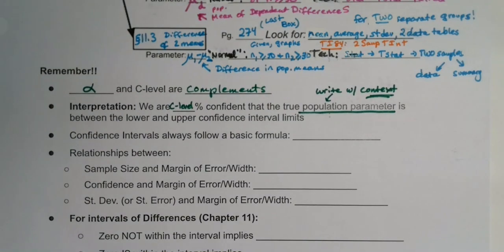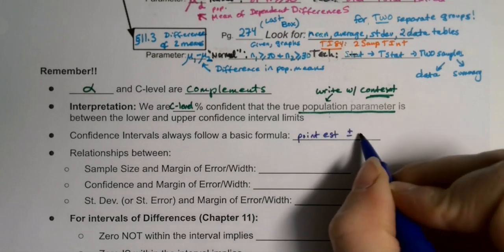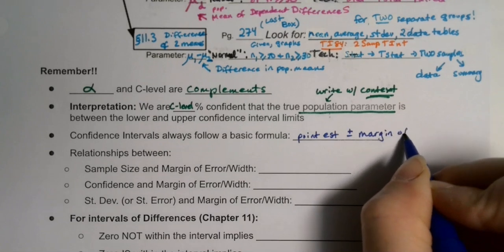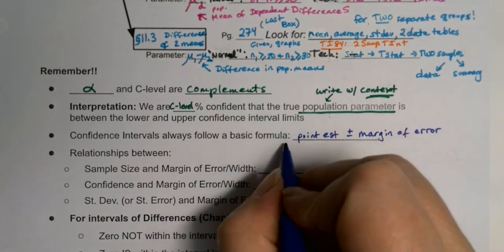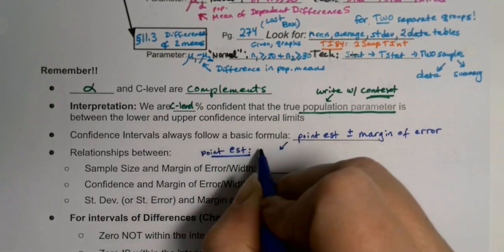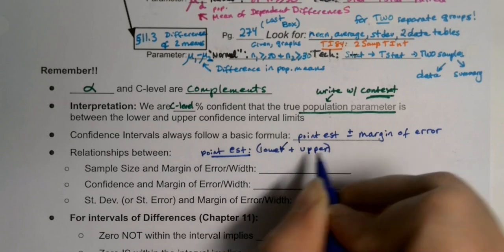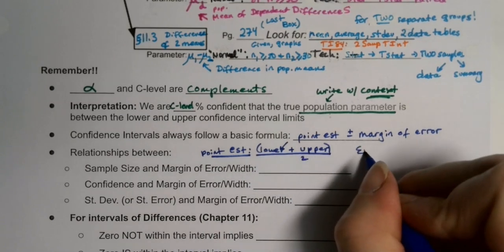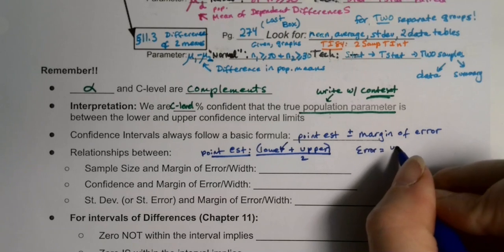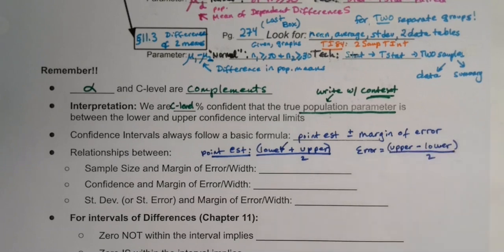All right, confidence intervals always follow a basic formula, right? Okay, so, and that leads us to a whole bunch of other things. So the confidence intervals always follow point estimate plus or minus margin of error. And that leads to 2 formulas that we've learned before, but I'm going to say them again. The point estimate is the lower plus the upper, add them up, divide by 2. The error is the upper minus the lower, divide by 2.